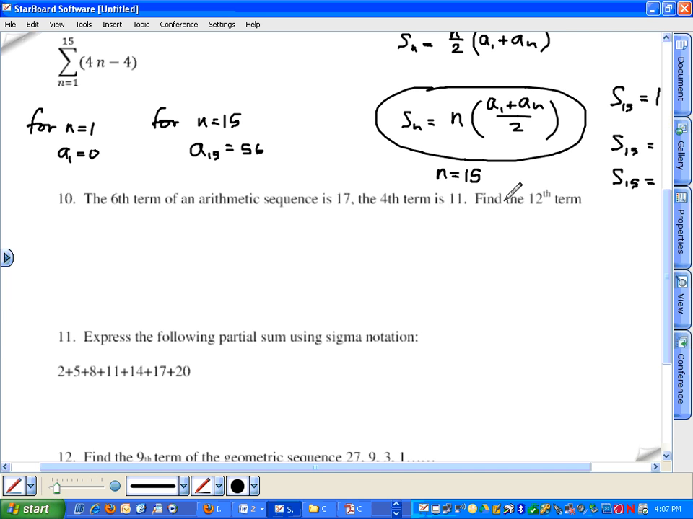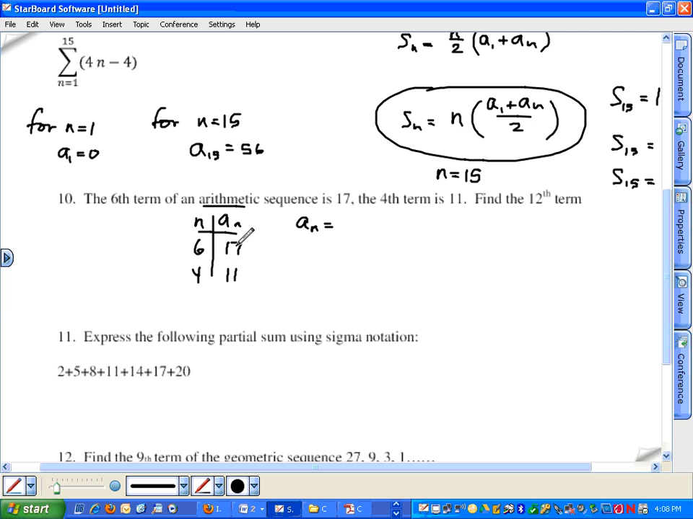Find the 12th term of a sub n. Now it's important, they told us this is arithmetic. If we're using a table here, an n and an a sub n, if the 6th term is 17 and the 4th term is 11, what's the 12th term? Now, because this is arithmetic, we know the sequence can be described using an explicit formula that resembles a linear function.